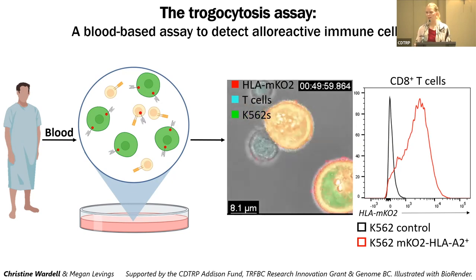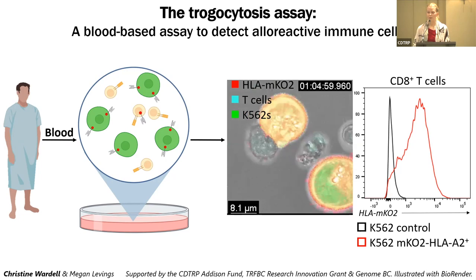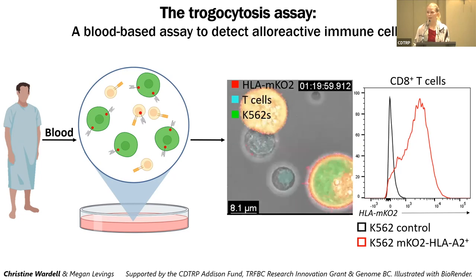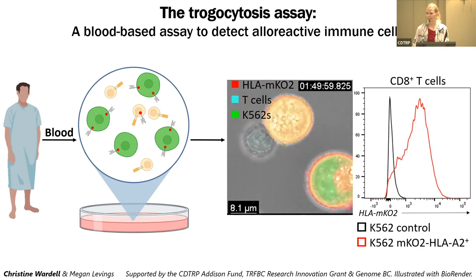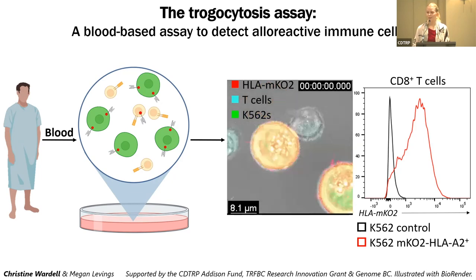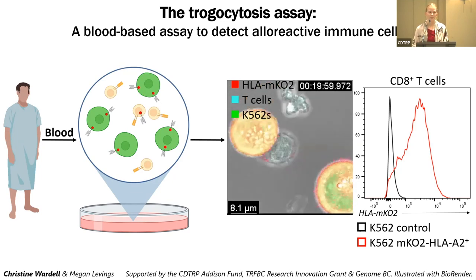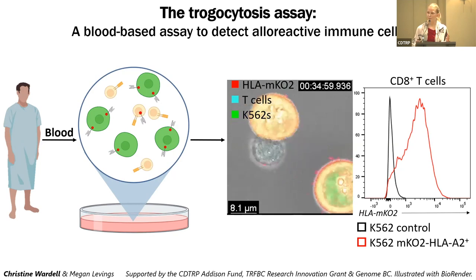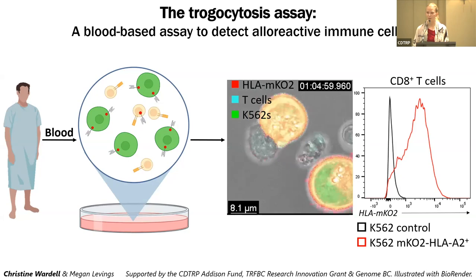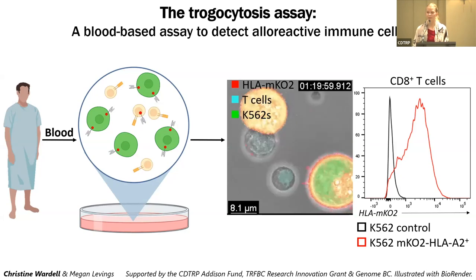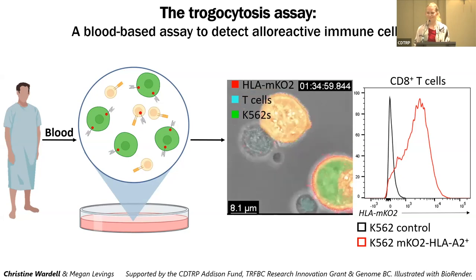And we can quantify these cells. The histogram on the right in red, we can see that when we use just a control cell that we've optimized this assay around, it really becomes fluorescent for this protein. And so we've optimized the assay, and now we're trying to validate it in patients who have received kidney transplants that are HLA mismatched. That's it.